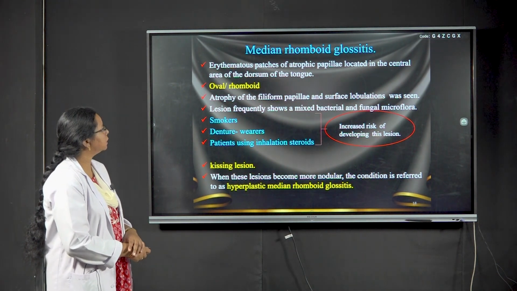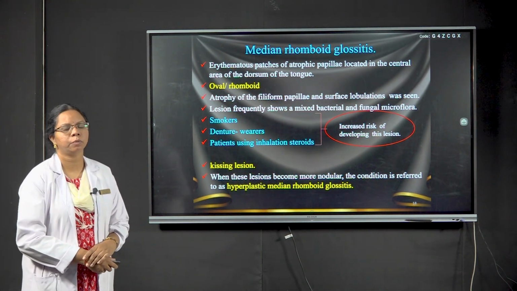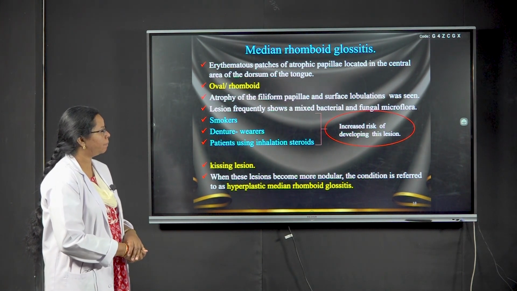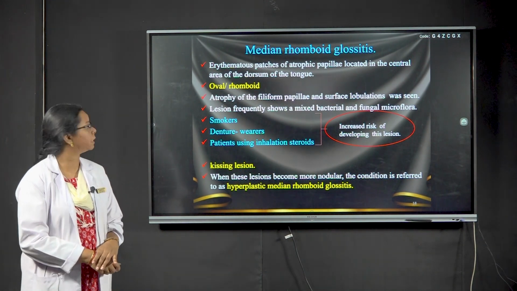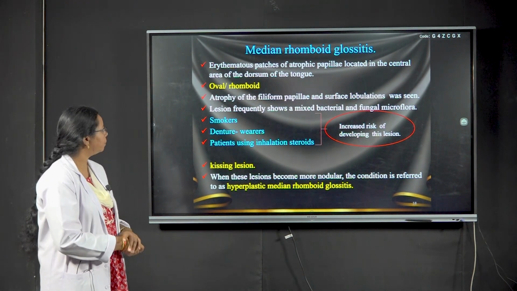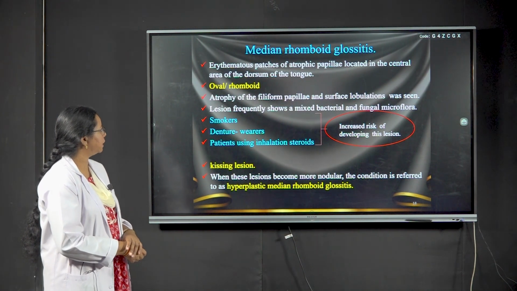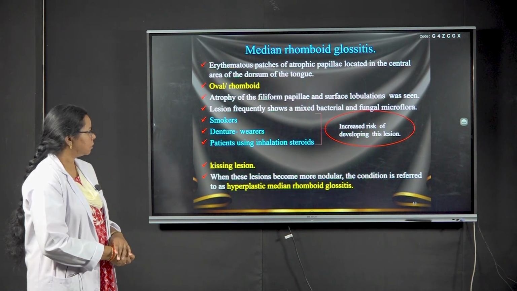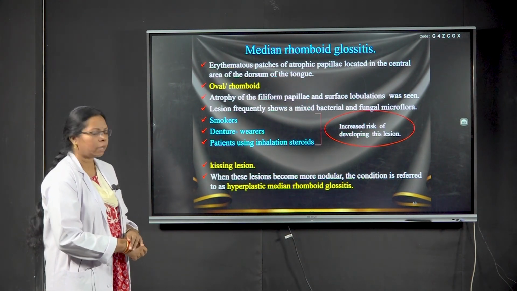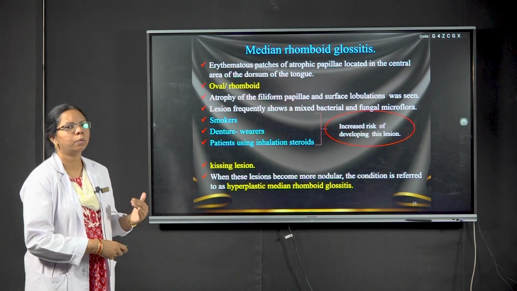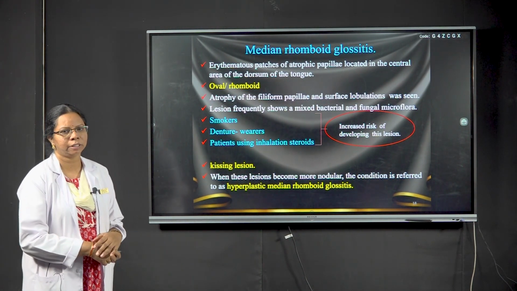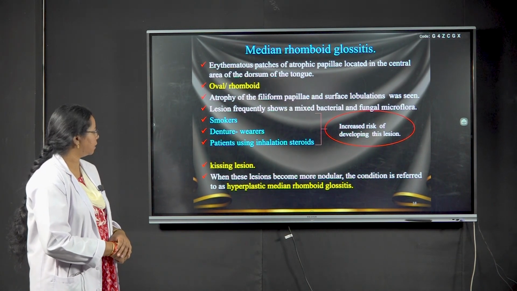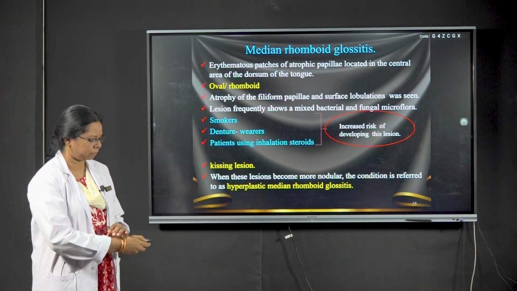Median rhomboid glossitis: erythematous patches, especially in the posterior 1/3 of the tongue, are seen. There will be atrophy of the filiform papillae and the shape of the median rhomboid glossitis is oval or rhomboid. The lesions are frequently seen in smokers and denture wearers and patients using inhalation steroids. If there is an erythematous lesion on the palate coexisting with the median rhomboid glossitis, it is known as kissing lesion. When these lesions become more nodular, the condition is referred to as hyperplastic median rhomboid glossitis.